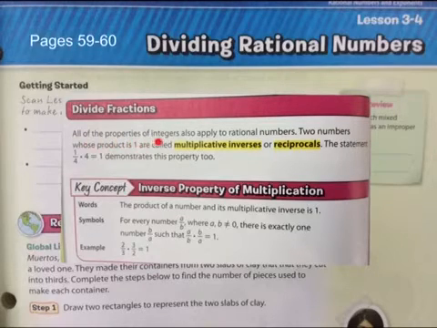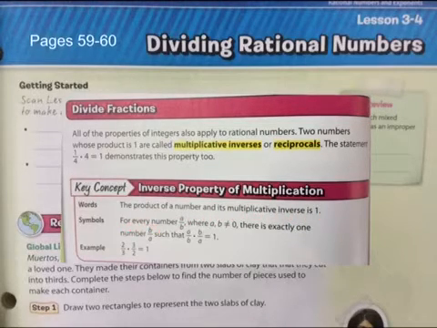Now, what does this mean? All of the properties of integers also apply to rational numbers. Two numbers whose product, so when you multiply, is 1 are called multiplicative inverses or reciprocals. The statement 1/4 times 4 equals 1 demonstrates this property too. So 1/4 of 4 is 1. Makes sense. Okay, key concept. Inverse property of multiplication. The product of a number and its multiplicative inverse is 1.